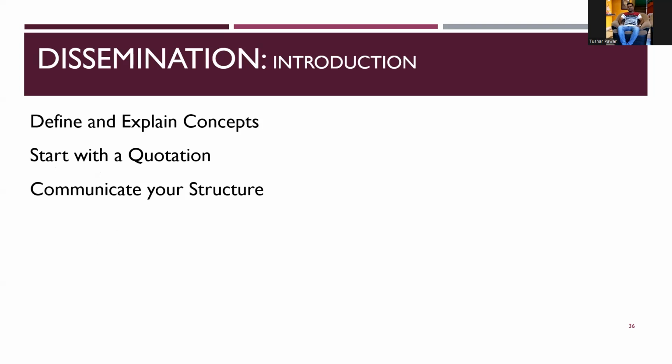So here what you will do, you will define, explain the concepts. As I said, you might need to define, give the meaning of what you are doing. You can start with a quotation mark, writing the name of the person who has quoted it. Every research article need not start with a quotation, but to make it catchy, you can start it since it is social science. For our science candidates, we have no scope to start with a quotation, and communicate with the structure.